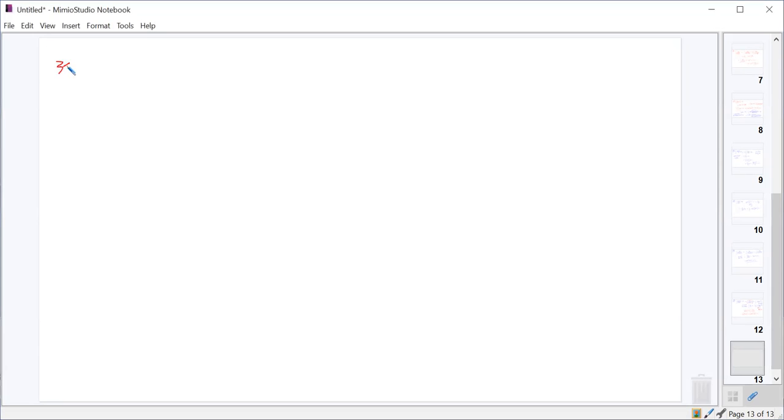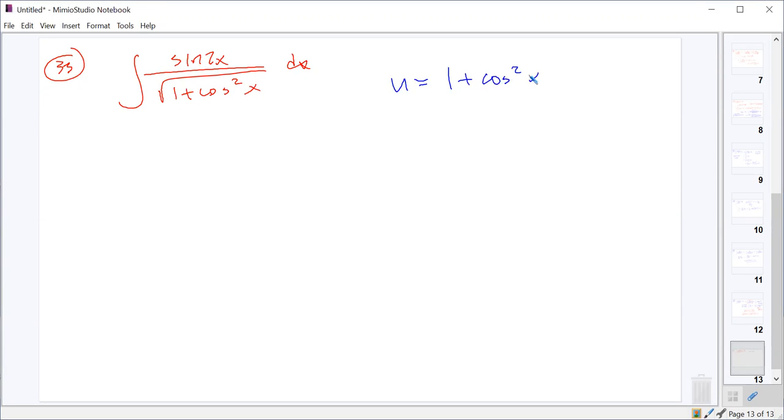Okay, so looking at 33, we've got the integral of sine 2x over the square root of 1 plus cosine squared x dx. There's probably a couple different ways to go about this one, but the best way that I see offhand is to just do a u sub for the thing inside the square root, as we often do.